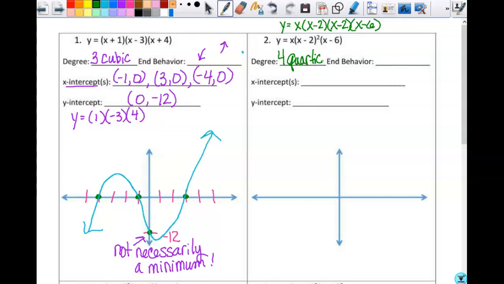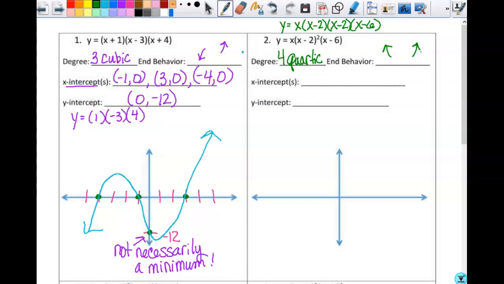And then I want you to think about what that little 2 does. This is one of my factors, and I have a degree higher than 1. So that's going to be important in just a minute. My end behavior, so I look at the leading coefficient, it's going to be positive and it's even. So my end behavior is up, up.